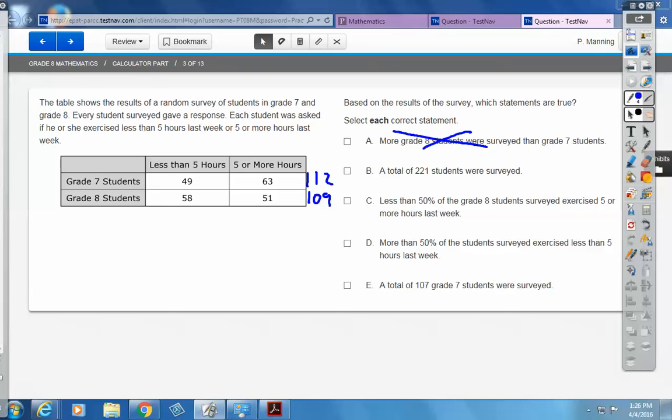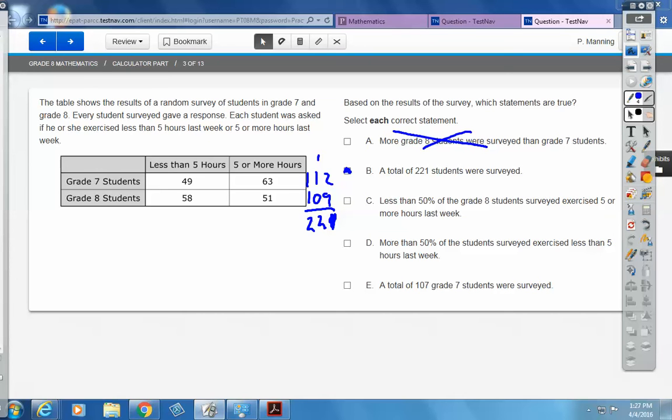A total of 221 students were surveyed. Well, if I add this together, I would get 220. 221, because, yeah, 2 plus 9 is 11, carry the 1. 1 plus 1 is 2, 1 plus 1 is 2.